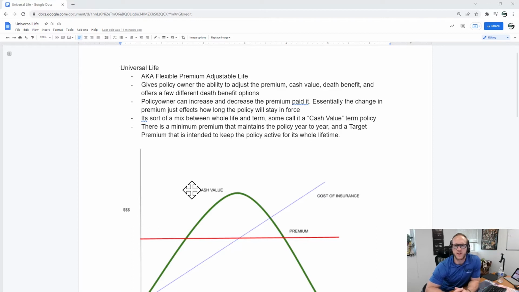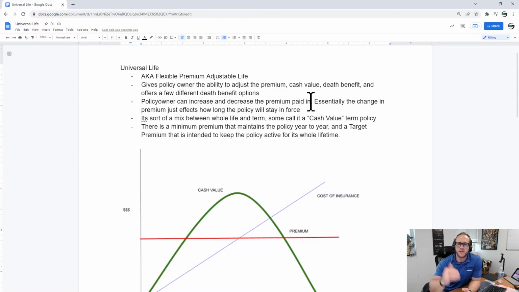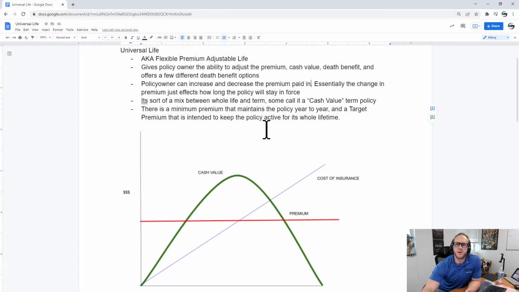Some insurance companies have an option on their universal life where every 10 years you can increase the death benefit by $30,000 without having to go through underwriting again, or something like that. There are a lot of different options, and universal life can be kind of confusing. The policy owner can increase and decrease the premium paid in, whether they pay monthly or annually, and the change in what they pay dictates how long the policy will stay in force. So it's kind of a mix between whole life and term.